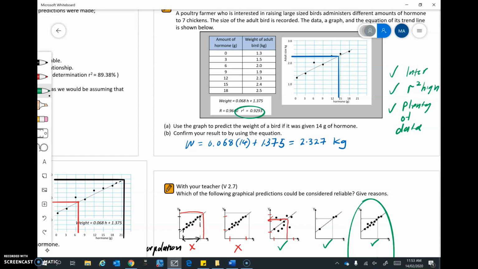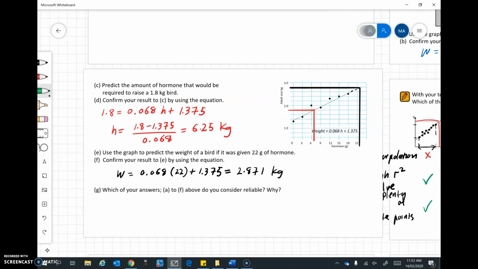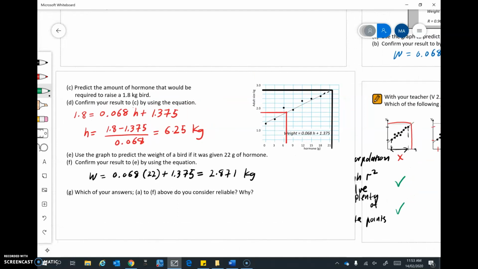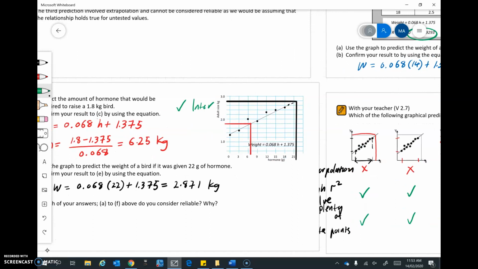Okay, now in part C, we're making a prediction for 1.8 kilograms. Yes, this is also an interpolation, so we'll tick for interpolation. It's within the data points, or within the data that was collected. So the R squared value is the same as before, same data, and plenty of data points as well, same thing.